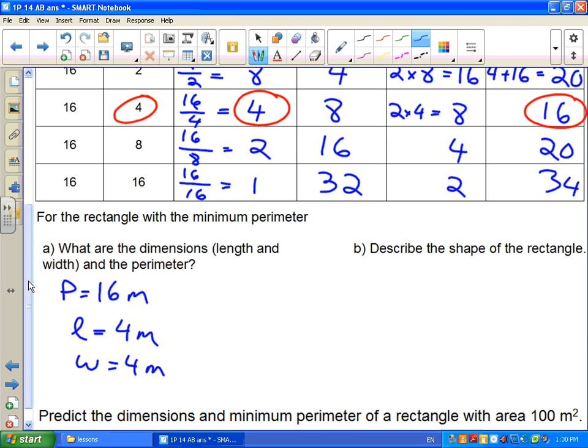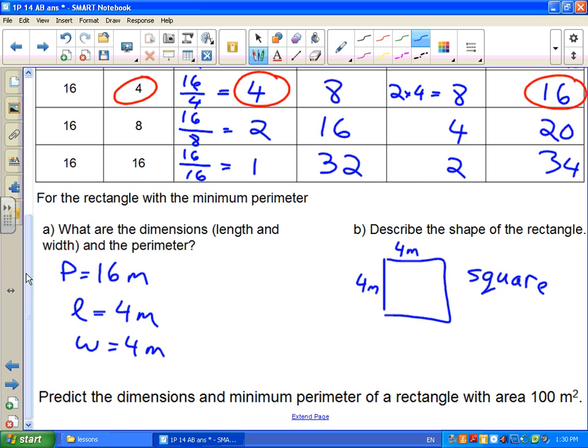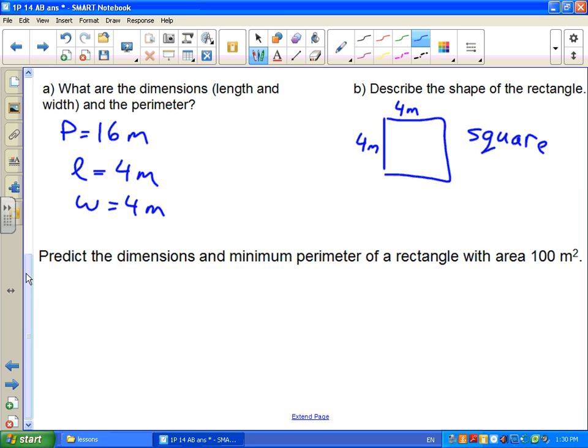What kind of a shape is this? 4 meters, 4 meters. This is a square. Okay? So whenever you're trying to make the smallest perimeter for a given area, you want to make your rectangle as close to a square as possible. So let's apply that here. Predict the dimensions and the minimum perimeter of a rectangle with an area of 100 meters squared.